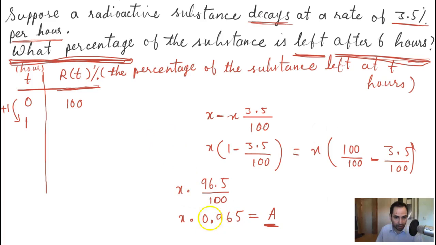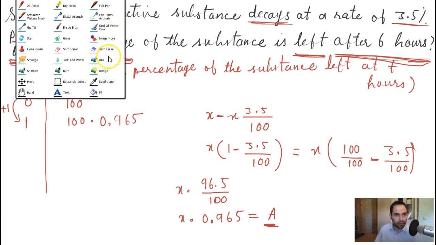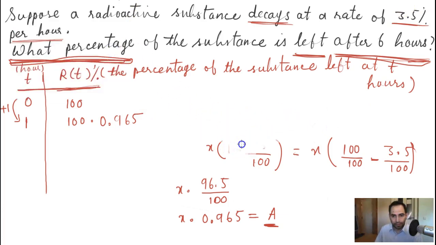So I can do the same thing here. I can rewrite this as 100 times 0.965. So now I can erase all this.